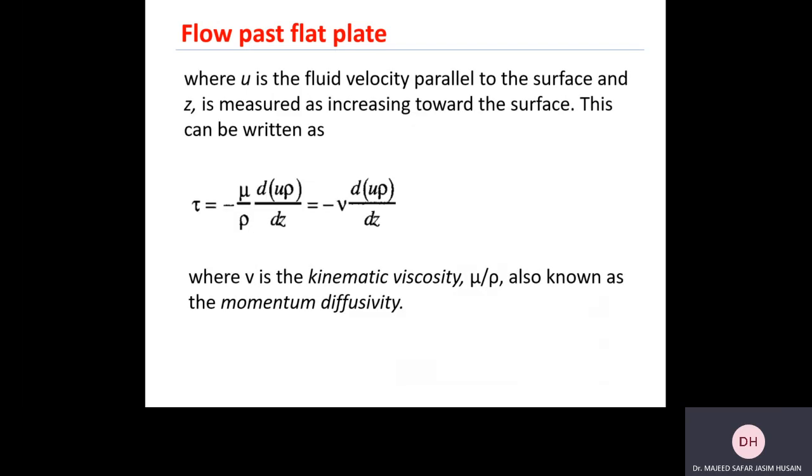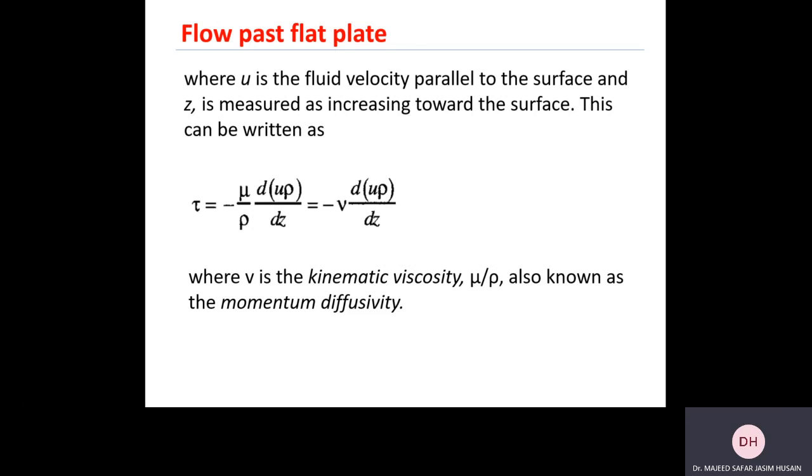U is the fluid velocity, which is parallel to the surface, and Z is measured as increasing toward the surface. This can be rewritten. Now we can rewrite it as shear stress is equal to viscosity divided by rho multiplied by the derivative of U multiplied by rho, divided by dz. How did this happen? We just introduced the rho.